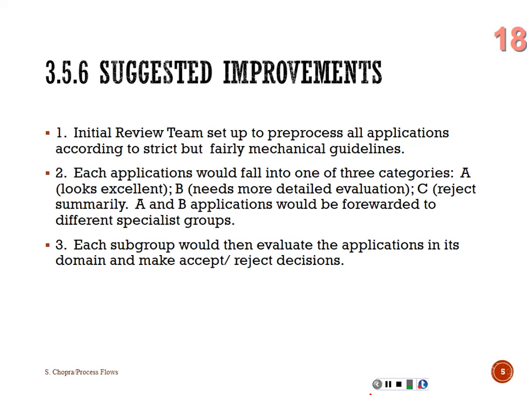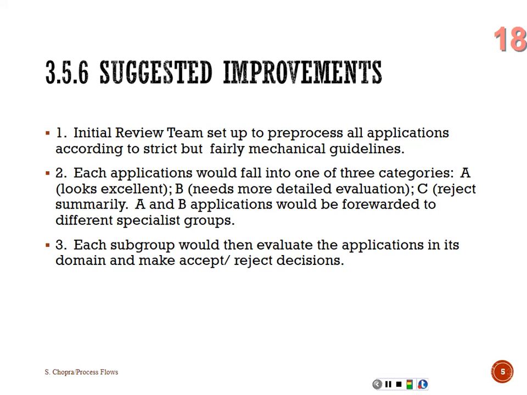And so in my mind, the only reason they would disapprove something is if there's a significant change. And so if you can look at it and say there's no significant change, you can move it through the process that much quicker. So that's what they're suggesting here: you can look at an application early on and decide, is it an easy one or is it a challenging one? So each application falls into one of 3 categories. It looks excellent, needs more detailed evaluation, or we can just reject it because we know it's not going to make it through the process. So A and B applications would be forwarded to different specialist groups, and each subgroup would then evaluate the applications in its domain and make those accept and reject decisions.